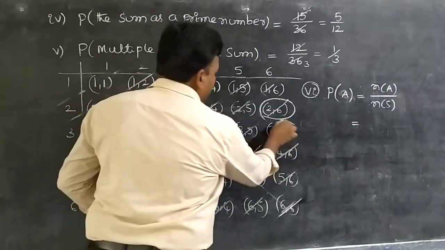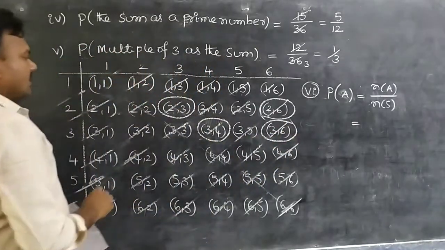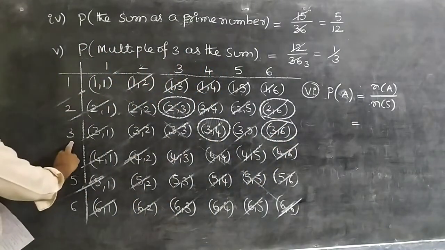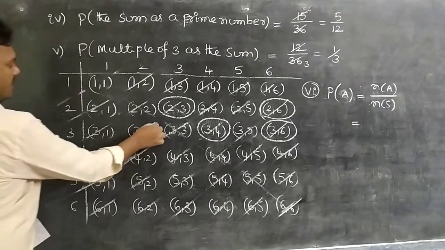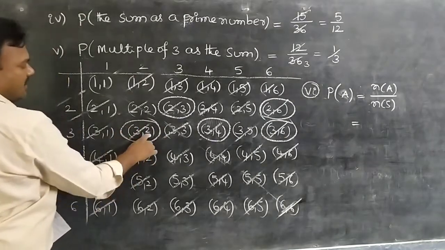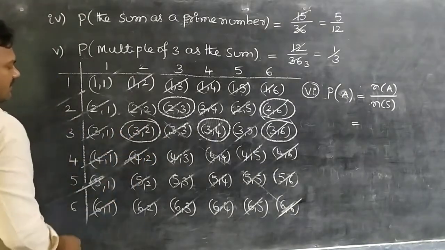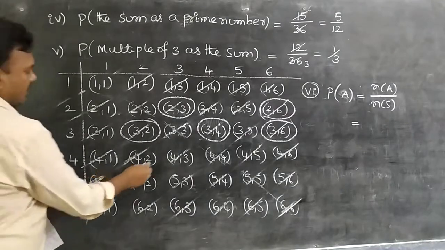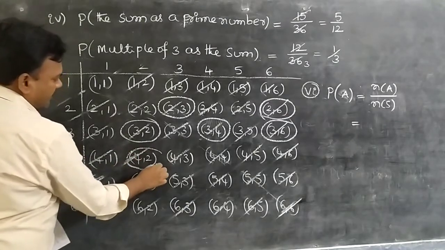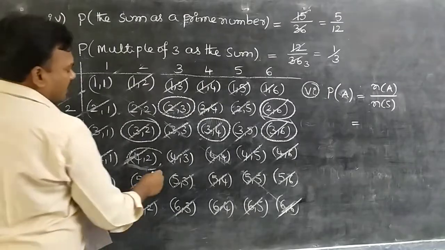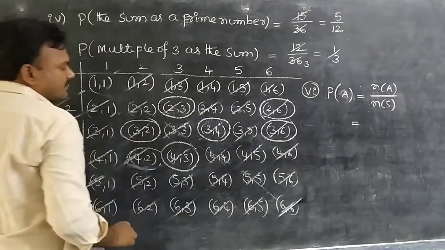Next, 3 comma 4, 3 comma 6. Here 3 and 2 also: one is a multiple of 2, one is a multiple of 3. Next one, 4, 2. Sorry, not possible. Yes, 4, 3 and 4, 6.